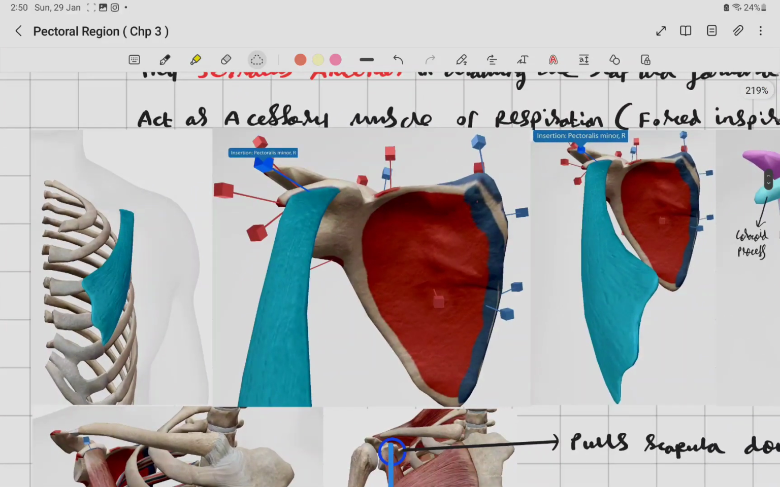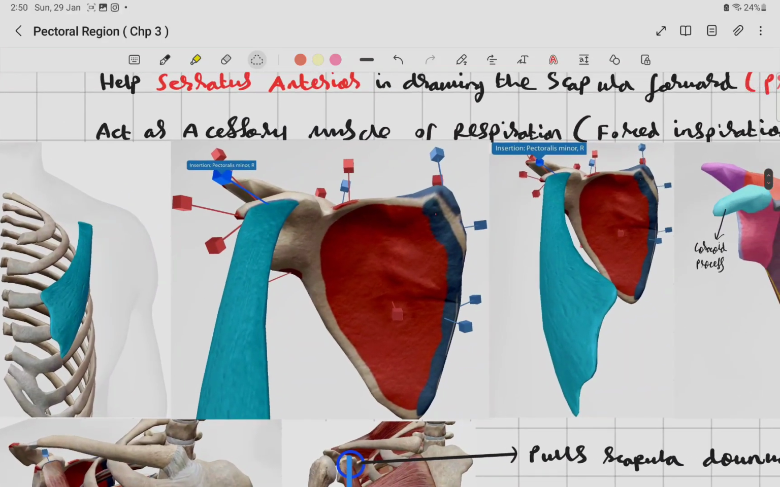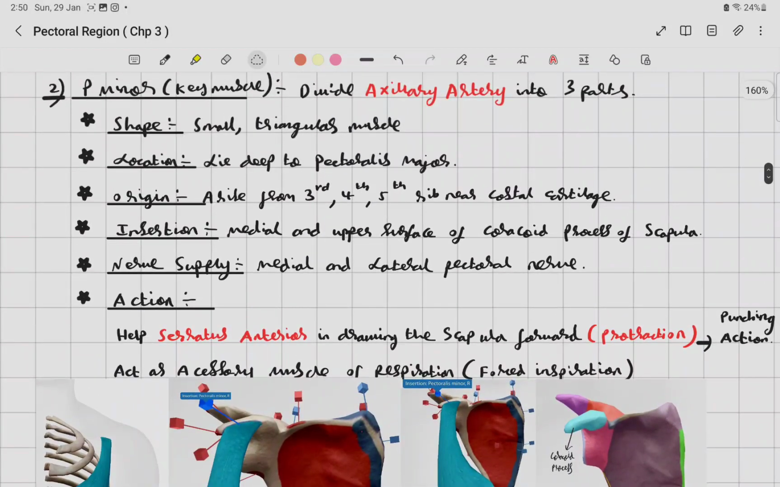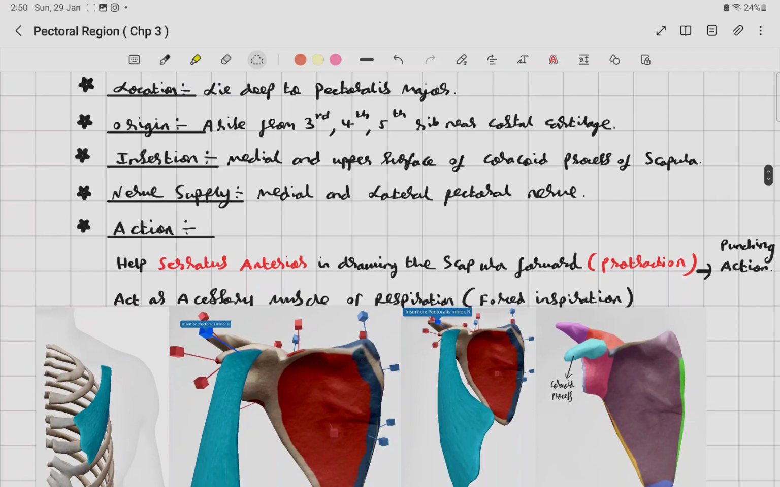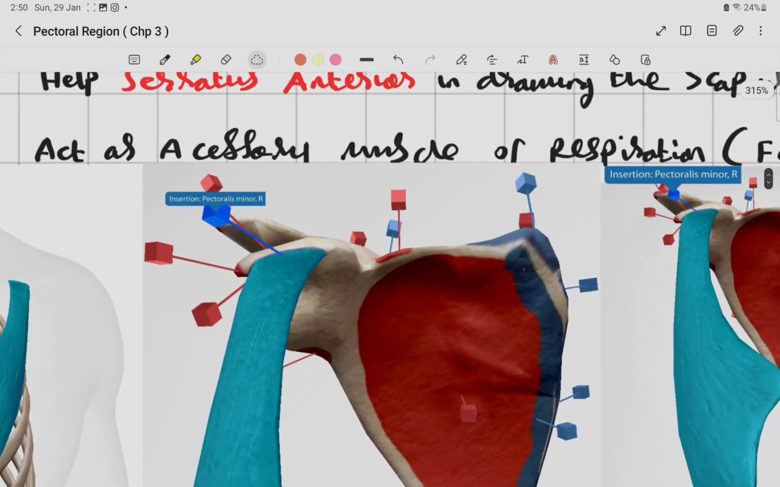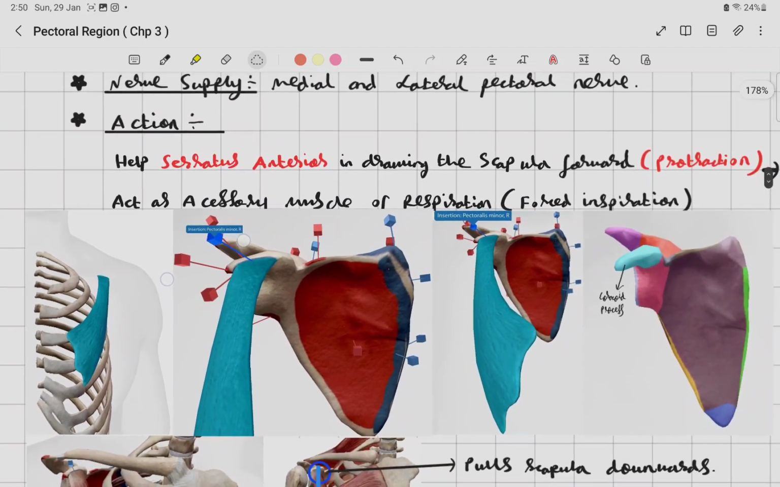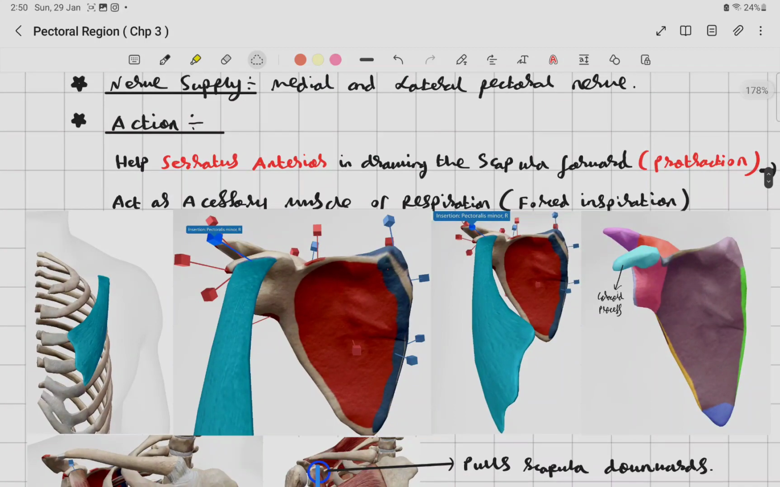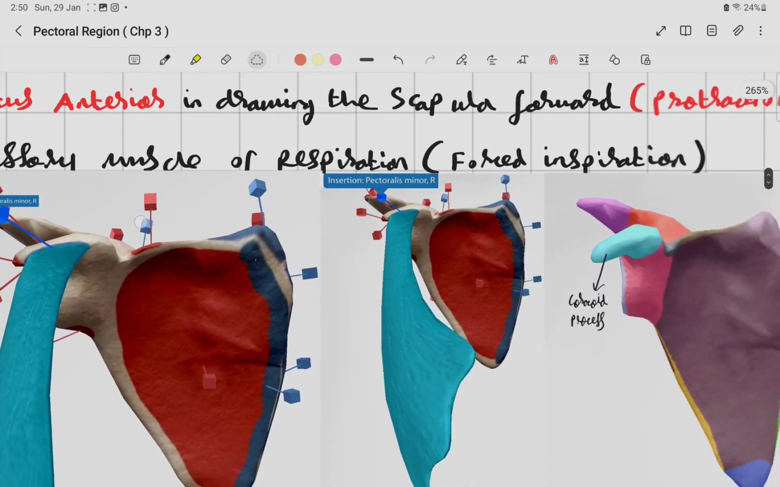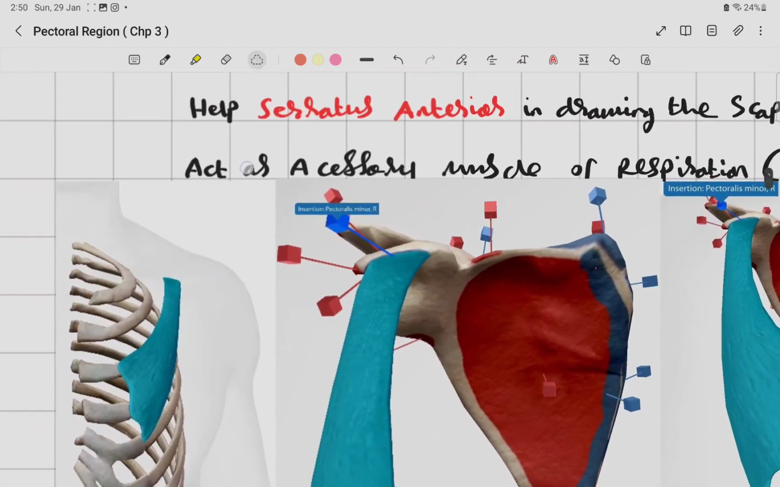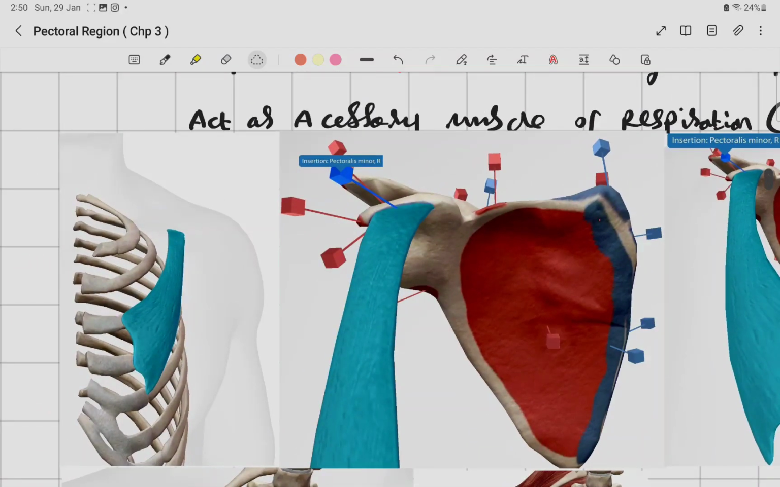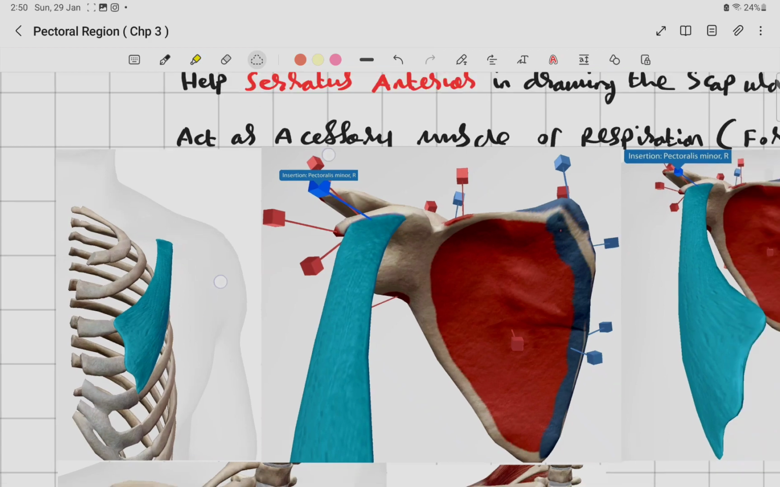As you can see here, this is the pectoralis minor muscle. Where does it get inserted? The pectoralis minor muscle gets inserted in the medial and upper surface of the coracoid process of scapula. As you can see, this is the coracoid process of scapula, and here the pectoralis minor gets attached on the medial and upper part of the coracoid process.